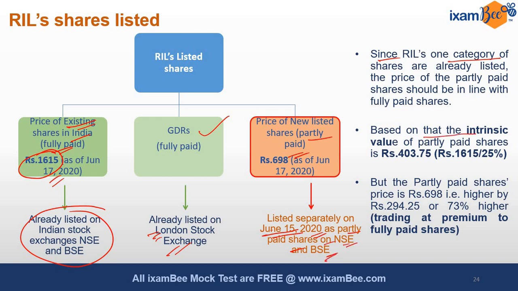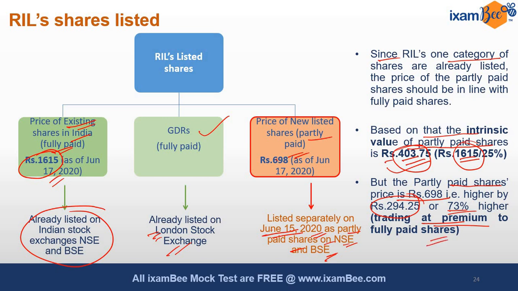Here, based on the intrinsic value, the partly paid share shall be 403 rupees. What is that intrinsic value? Because the full share is 1615, 25% means one fourth of that. So the value of the partly paid share shall be how much? 403. But the partially paid share is priced at 698, which is higher by 294, 73% higher. So it has been trading at a premium to the fully paid shares.